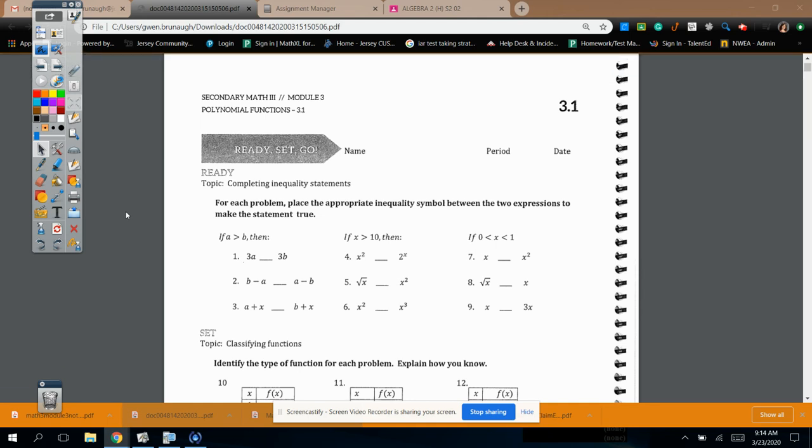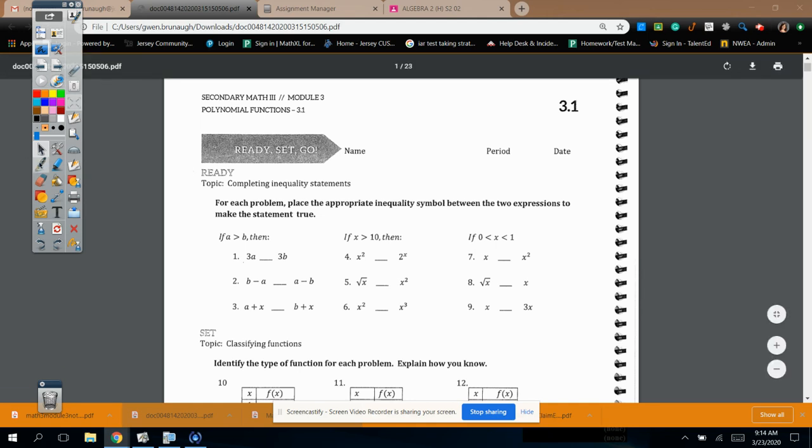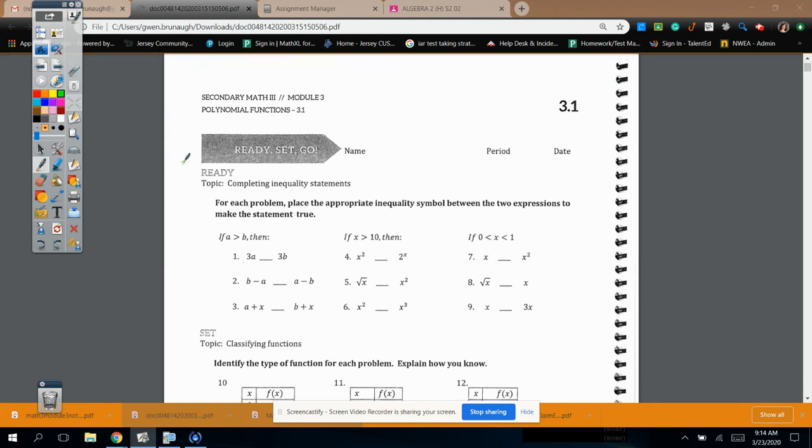Okay, here is the first page of 3.1, Ready, Set, Go. This first part is really good. This could be all over the SAT. I really, really like these questions.